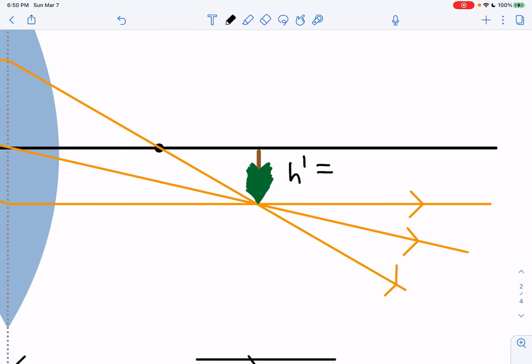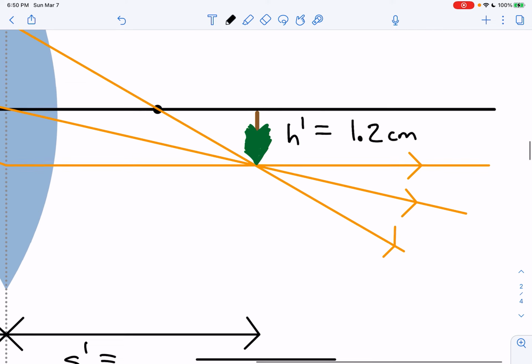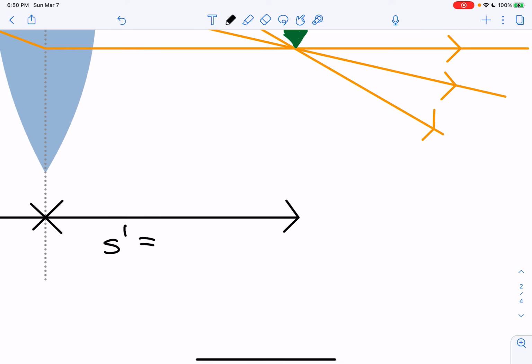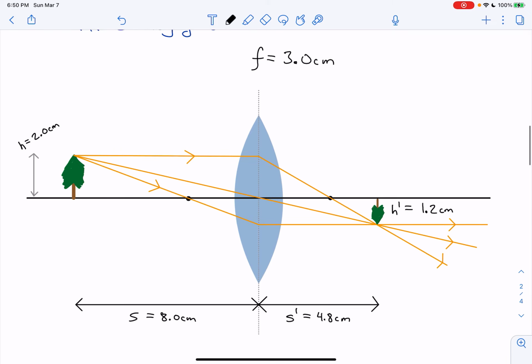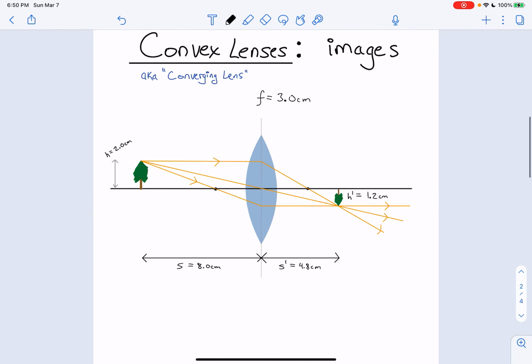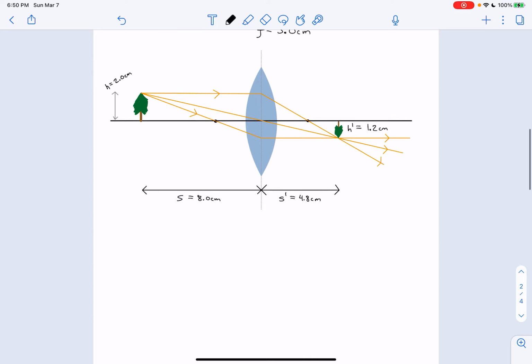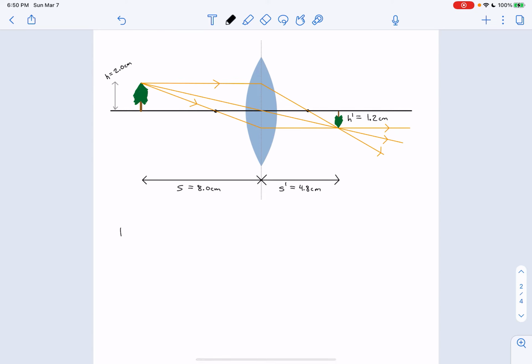And again, I could measure this, and if I did that, I would get 1.2 centimeters. Well, I did, but you couldn't see it on the screen. And for the distance away, I get about 4.8 centimeters. But let's take a look at how you can do this precisely. What we're going to use is something called the thin lens equation. So that's going to be 1 over S plus 1 over S prime is equal to 1 over F.